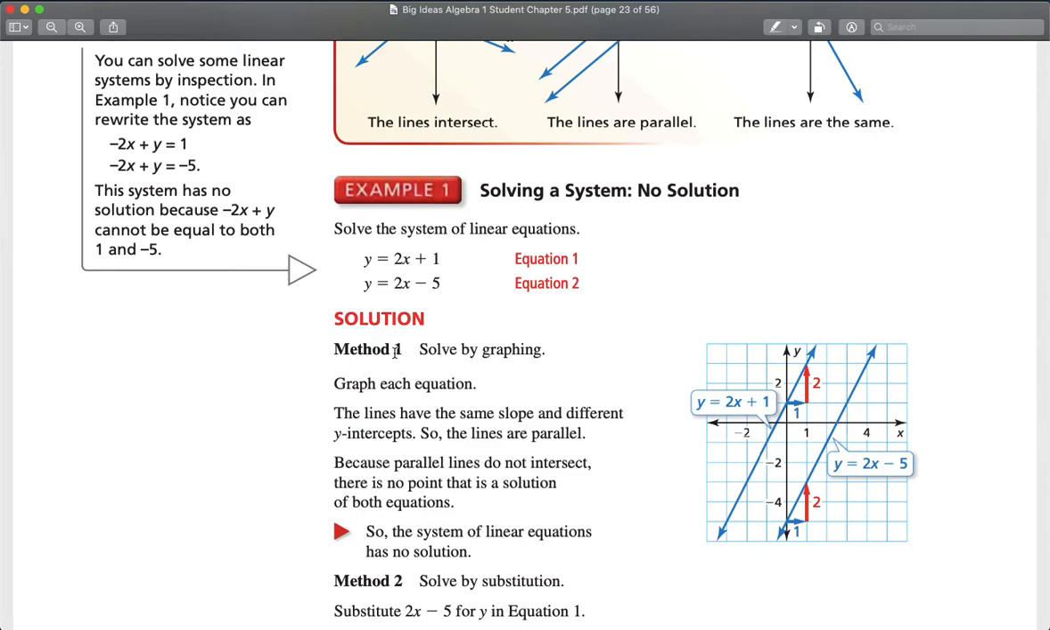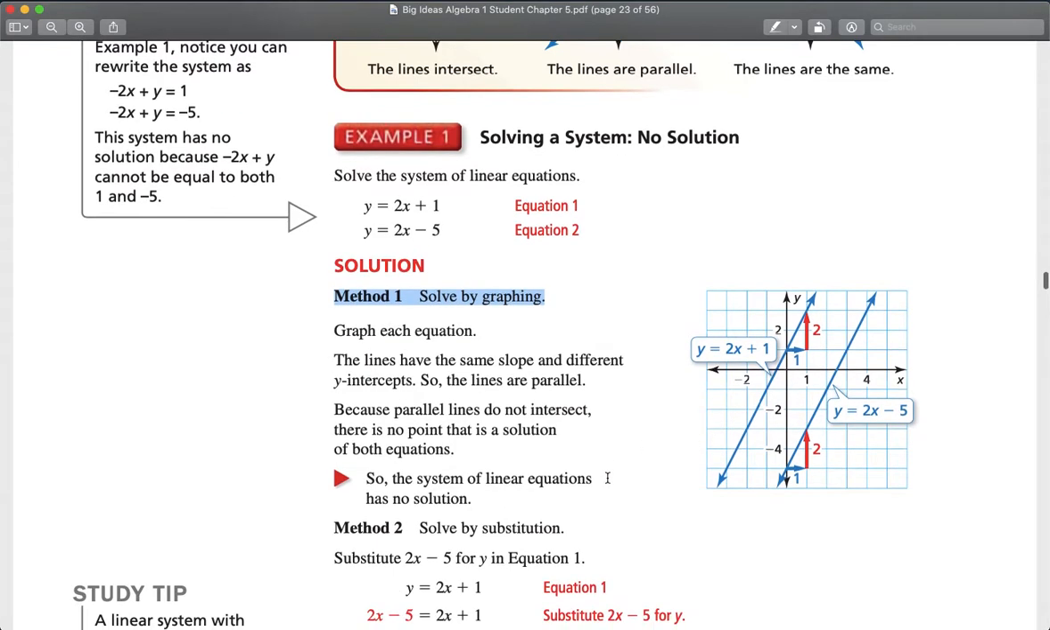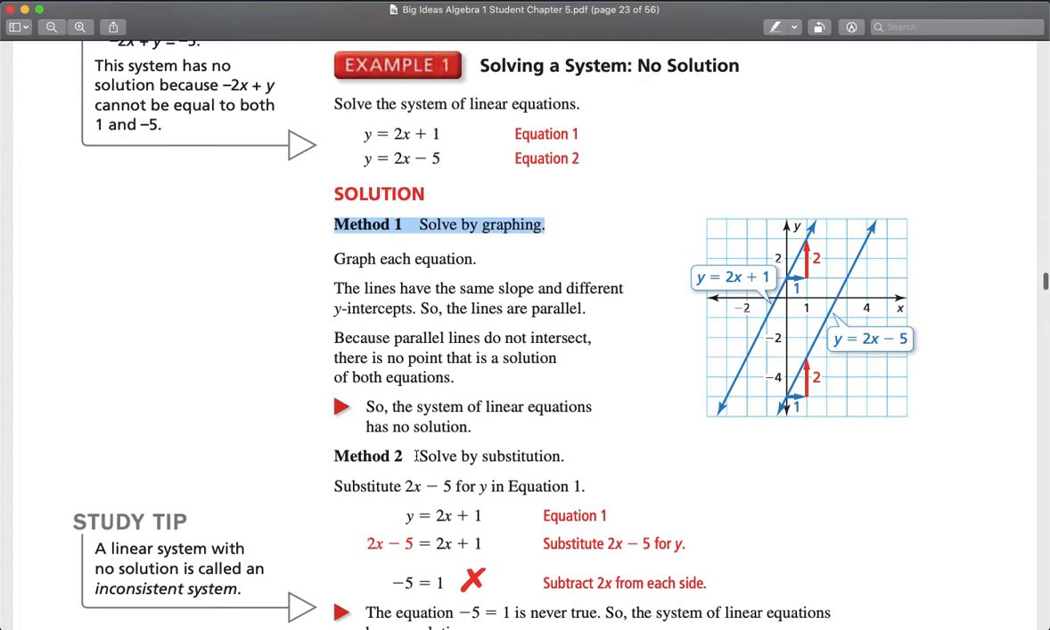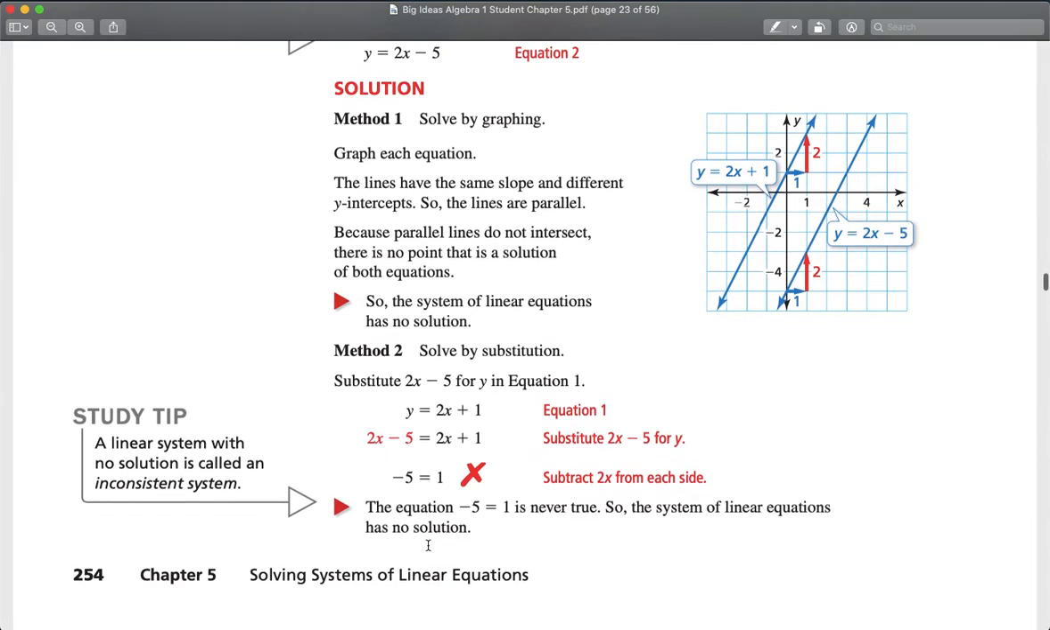Now, the first method they have is solving by graphing. You can do this method, right? If you want to, you can do substitution the same way that we've been working before, where you replace y with whichever y you want. Obviously, they're the same thing. So you can replace this y with what the first equation is, which is the top one, so 2x plus 1. And that's exactly what they did, right? You can see method 2, and then they solve for x by subtracting 2x from both sides, and you can tell right away that this will never be true, right? -5 does not equal 1.